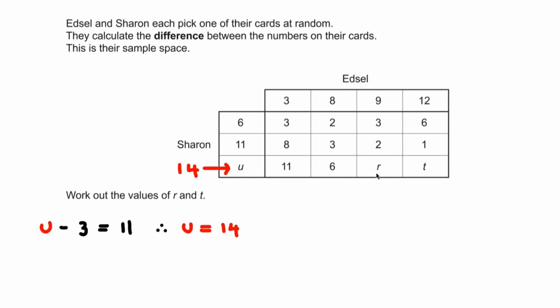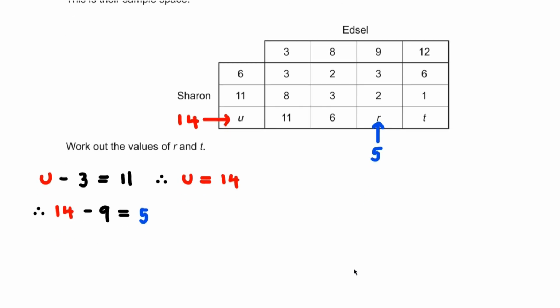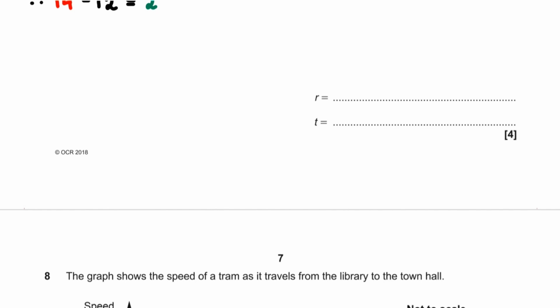So let's think about how we can work out what R and T are. Well, to work out what R is, I would have 14 take away the 9, which is equal to 5, which means R is 5, and I also have 14 take away 12, which is 2. So T is 2. So I've got R is 5, T is 2.